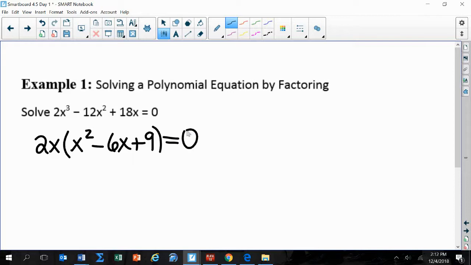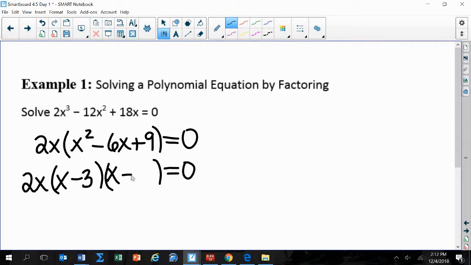And you can see how much better that looks once I take a GCF out of it. I want to factor this completely, so I'll continue factoring x squared minus 6x plus 9. X times x is x squared. And then what are two numbers that would multiply to give you 9 but add to give you negative 6? Good, minus 3 and minus 3. Okay.